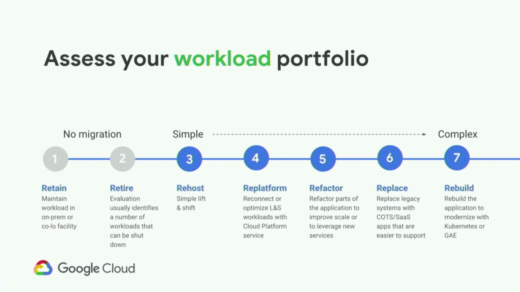And so there are 7 different assessments that you can come up with for each application. So you can categorize in one of these 7 buckets. On the far left-hand side, you have retain and retire. Now, these are 2 special categories that don't involve moving to cloud at all. For example, some companies have applications that have been around for so long that they can't move anywhere.